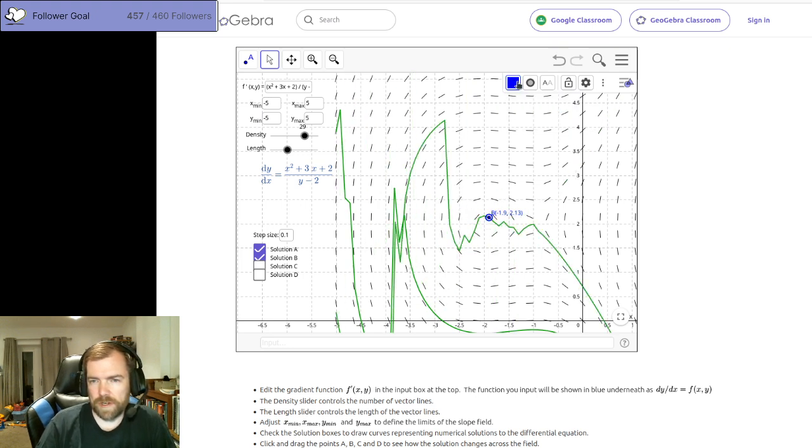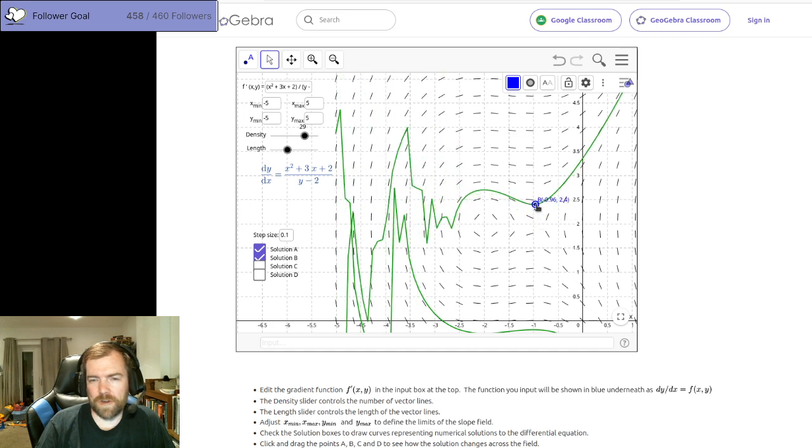Let's change the color. Of course. Boo. I thought it would change the color of the line, but alas.